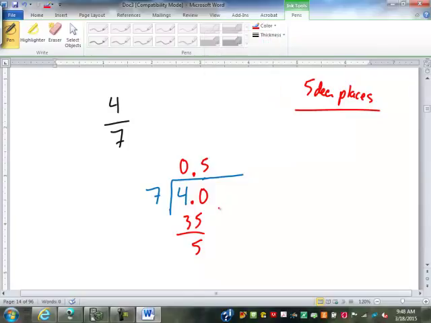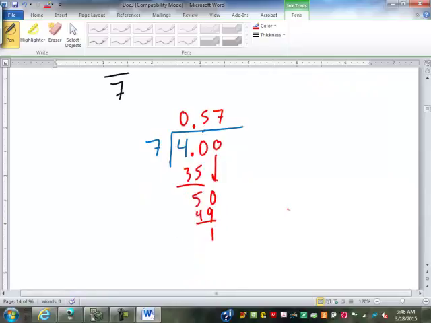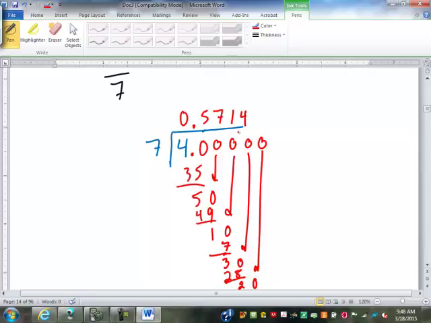So, what do I do? Add a 0, bring it down. 7 goes into 50. Say 7 times, that's 49. Leaves me with 1. Now what? Add a 0, bring it down. 7 goes into 10? Once. Subtract, that's 3. Add a 0, bring it down. 7 goes into 30? 4 times. That's 28. 2. Add a 0, bring it down. 20. 7 goes into 20 twice. 14.